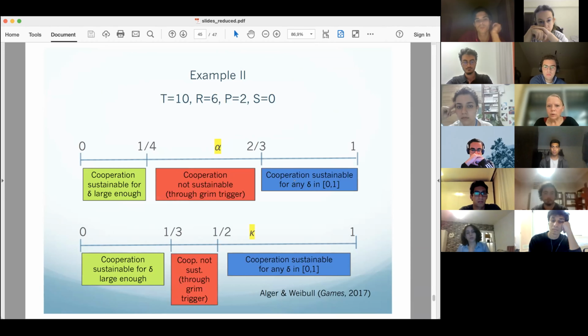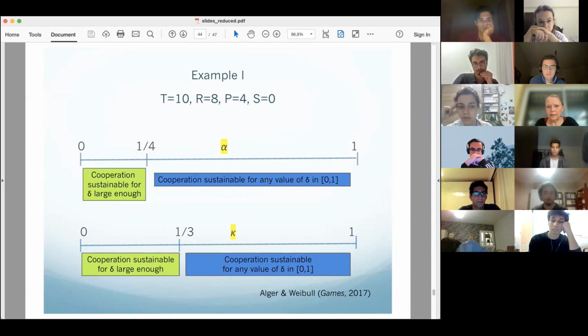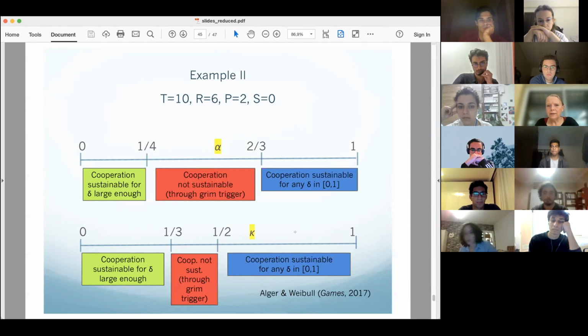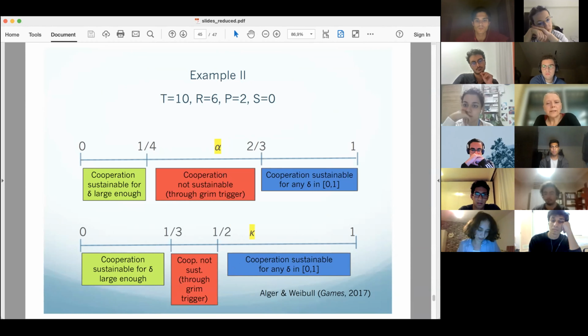happens is, on the one hand here, we see that now it was altruists who were better at cooperating. Here it's homo moralis who are better able to sustain cooperation. And interestingly, we should keep in mind that these preferences are not always good, in the sense that they do not always help to increase efficiency. In this case here, for intermediate values of alpha or kappa, cooperation is not sustainable through Grim trigger.